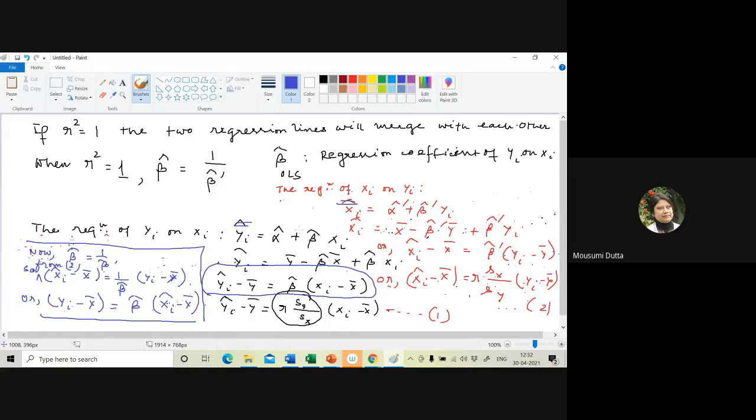Hat will be hat. I told you not to put hat, or otherwise you can do the things in the same way. There is no harm in putting hat. However, if you want the perfect similarity between the things, don't use hat on the left hand side. That I told you. Is equal to alpha hat plus beta hat xi, and the other equation you write xi is equal to alpha hat prime plus beta hat prime yi. That's all.